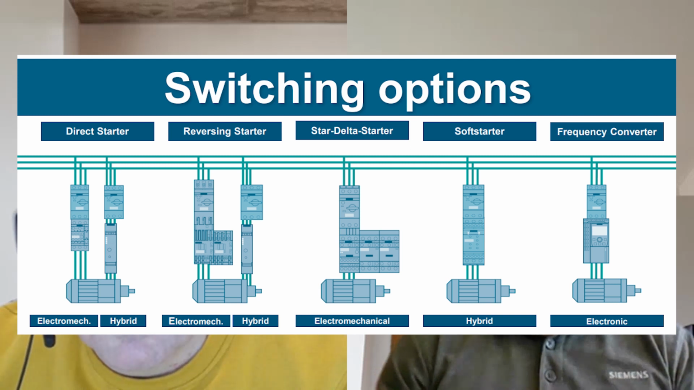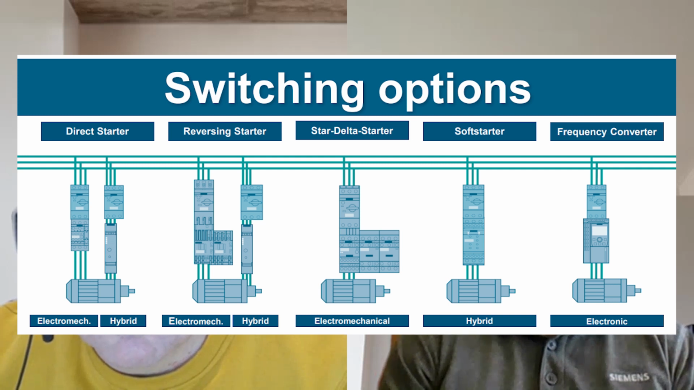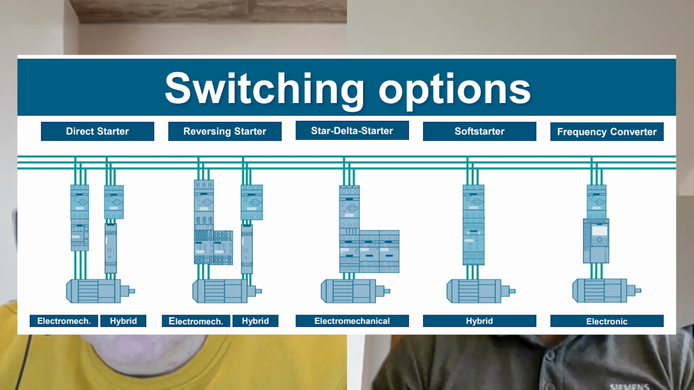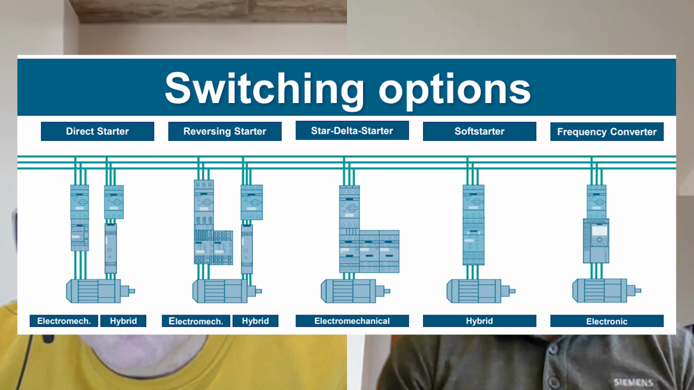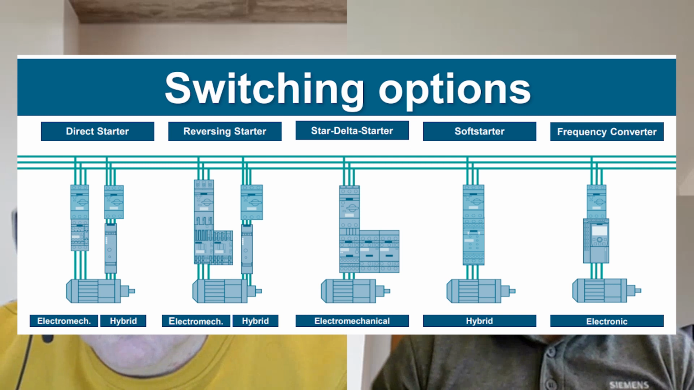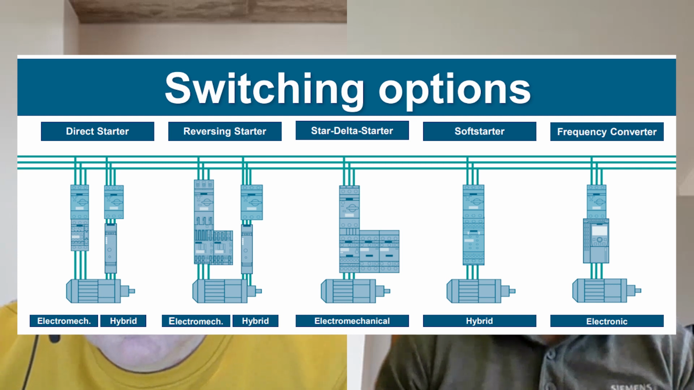So the VSD is completely electronic, and it works by manipulating the speed through frequency control, and that basically completely eradicates the problem of reducing the starting current and the starting torque as well. Okay, so they're the main switching elements.